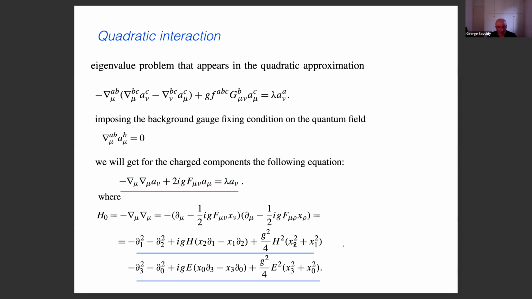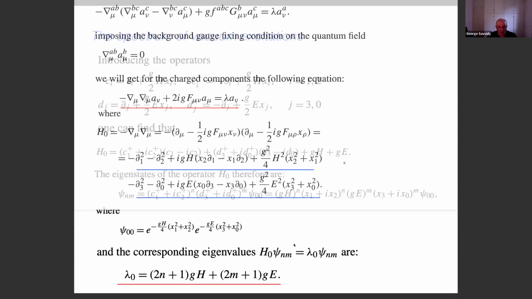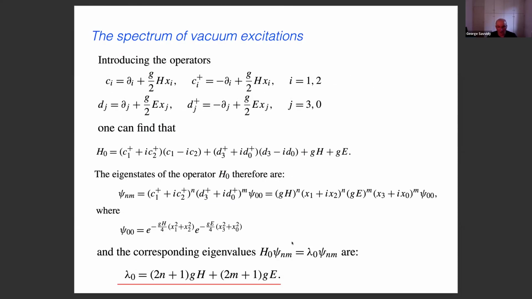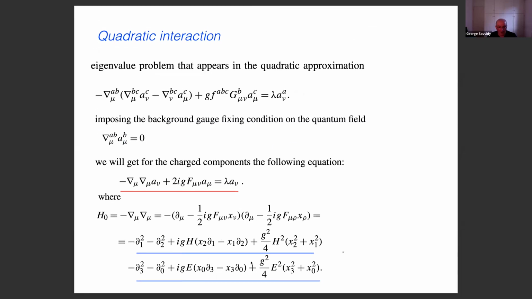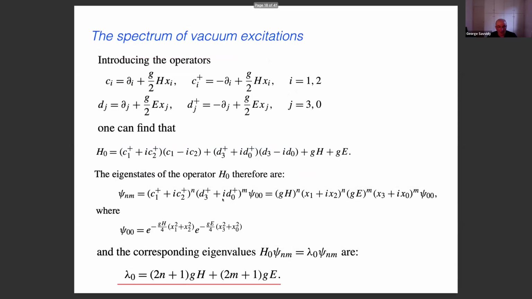Classical things to solve, but we want to do it in a nice way. So how to do it? You have to introduce these operators C, C plus, D, and D plus. The C operators contain H, and the D operators contain E, the electric field. And then the H, which we have here, this expression, looks very nice. As you see, it's some operator.